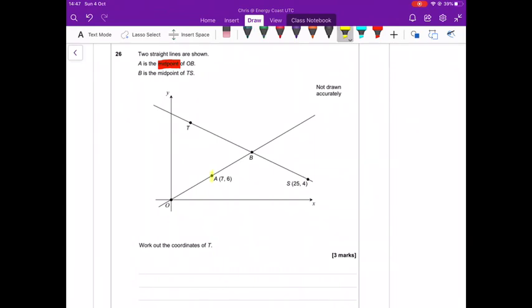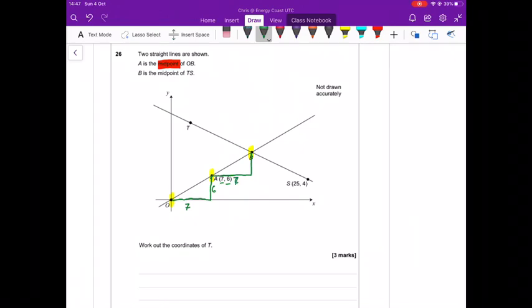2 straight lines are shown. A is the midpoint of OB, so this is bang in the middle of the other 2 points, okay? Let's have a look at that. How do I get from O to A? I go along the corridor and up the stairs. From here I go along 7 and then I go up 6. If that's in the middle, then I'd have to do that again to get to B.